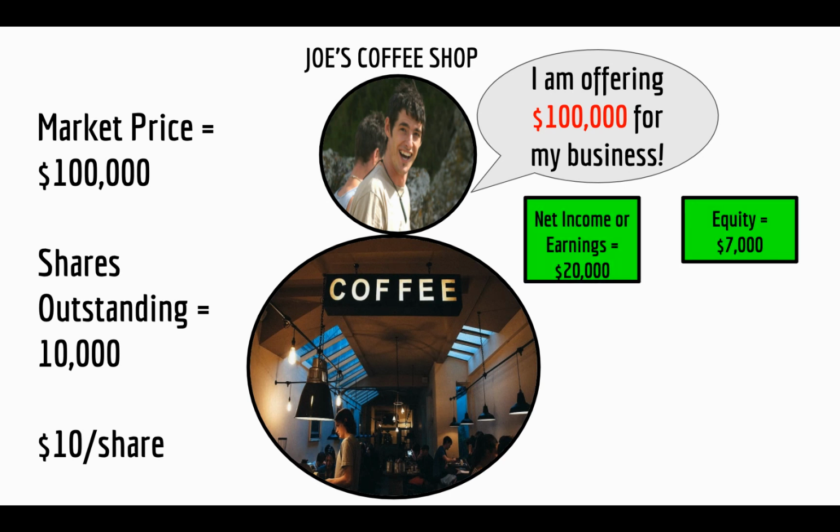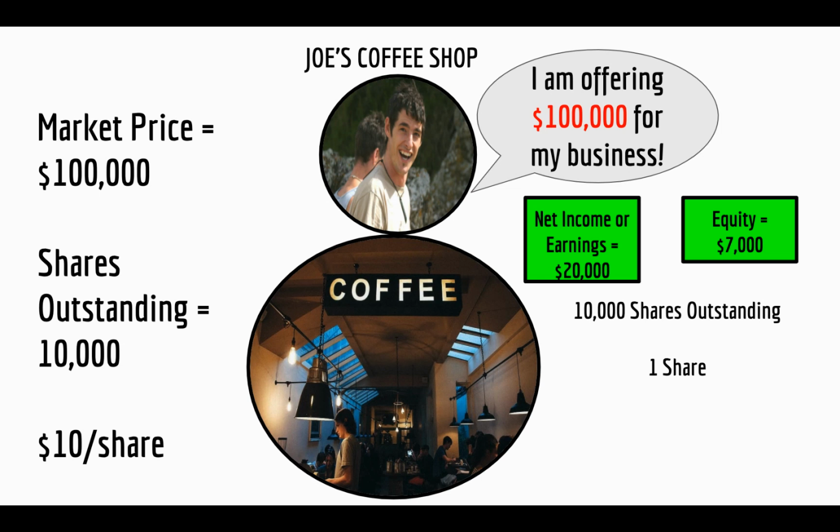Now, nothing else has changed in the business. We still have our net income, or our earnings, of $20,000, and we still have $7,000 in equity for the business. Okay. So again, 10,000 shares outstanding.